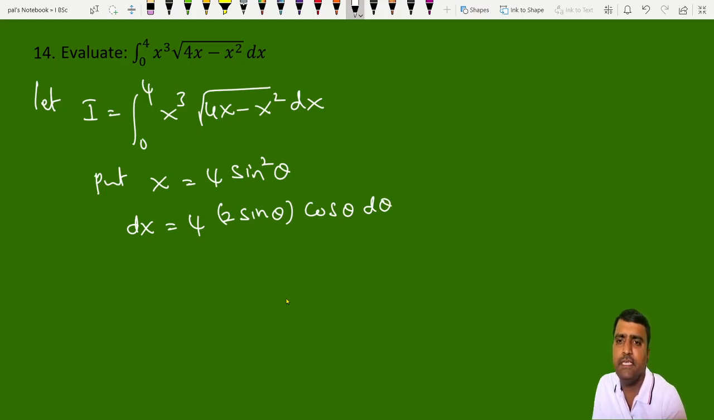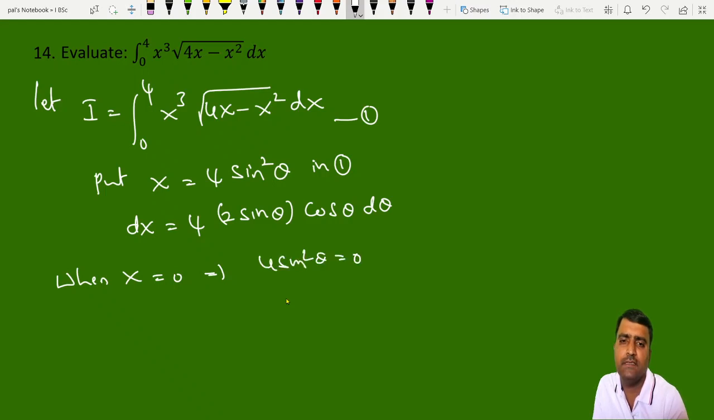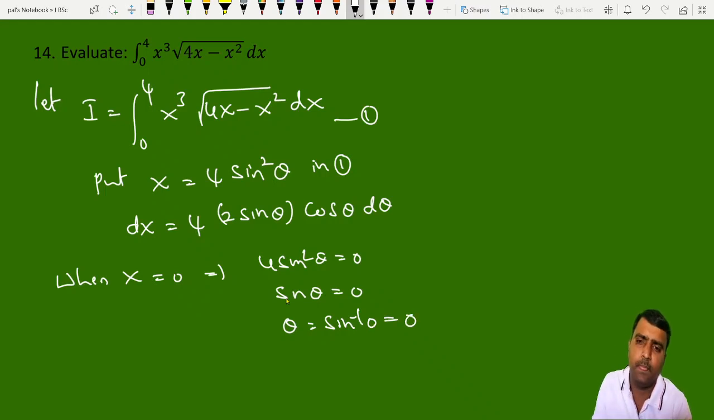And similarly we have to change its limit also. When x is equal to 0, then what it implies? So when x is 0, 4 sin square theta is equal to 0. So our sin theta is equal to 0. Theta is equal to sin inverse of 0 is 0.